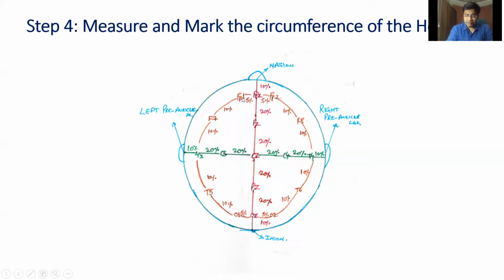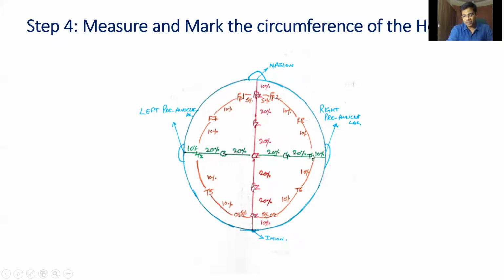This is the left side. FP1 is 5%, then 10% is F7, 10% is T3, which we already had. From T3 backward, 10% is T5. From T5 backward, 10% is O1. Similarly, on the right side it will be F2, F8. F2 is 10% from FPZ, and FPZ to FP2 is 5%. FPZ to F8 is 10%.